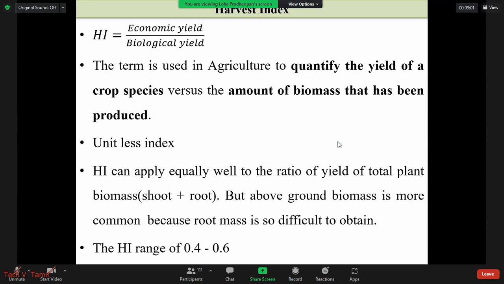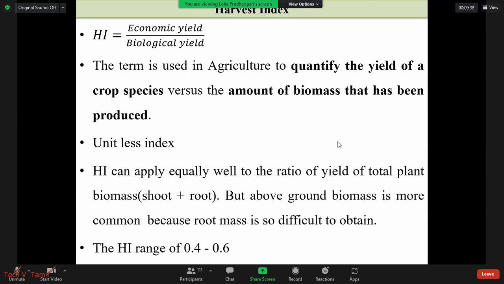Biological yield means we have to measure the weight of the whole plant. That is the biological yield. So if we divide the economical yield by the biological yield, that gives the harvest index. This is also a unitless index, because yield is in kilograms or grams, and biological yield is also in kilograms or grams. So it is also one of the unitless indices.